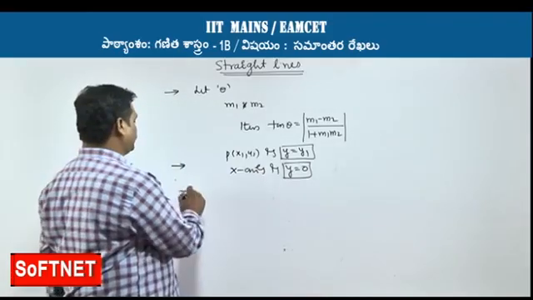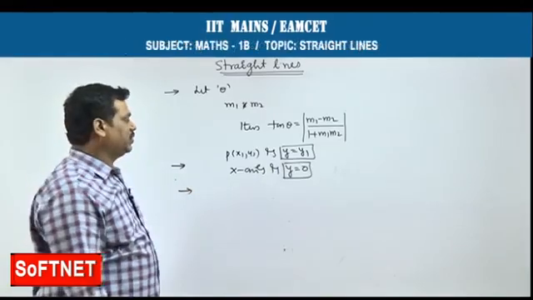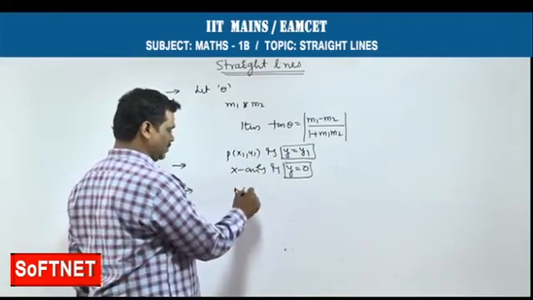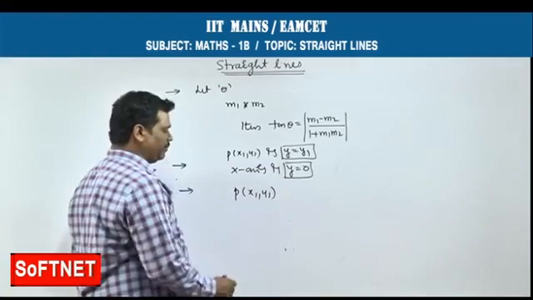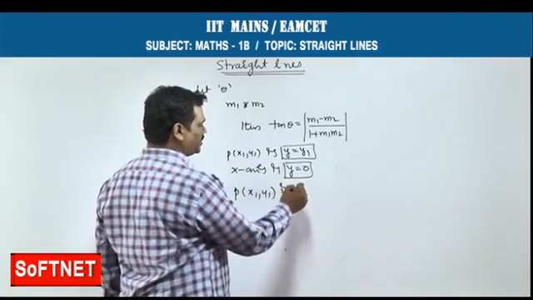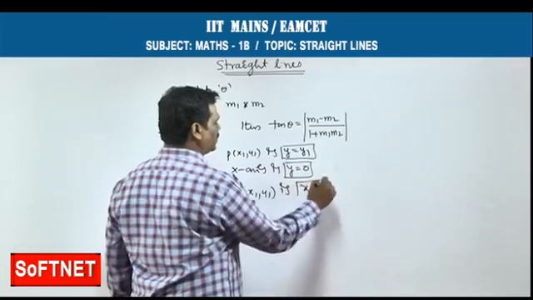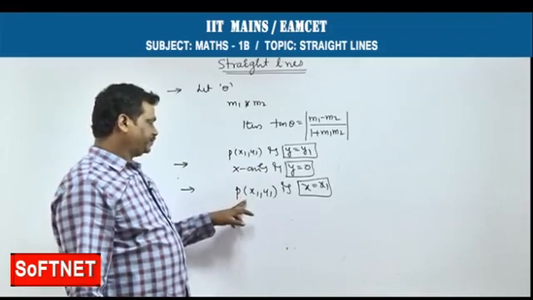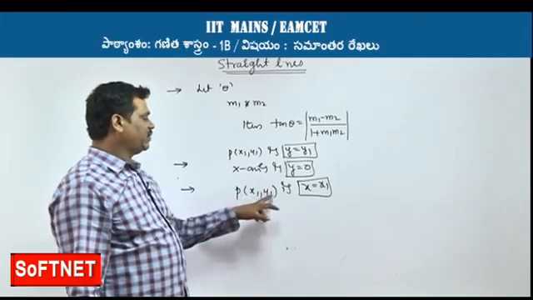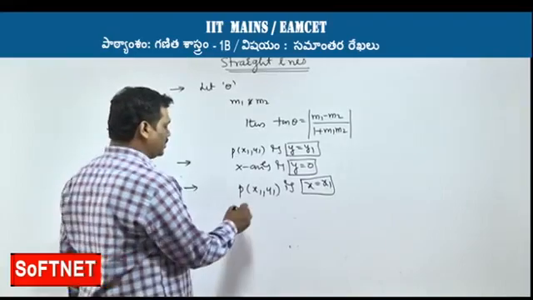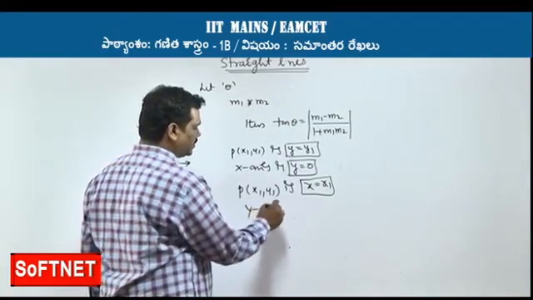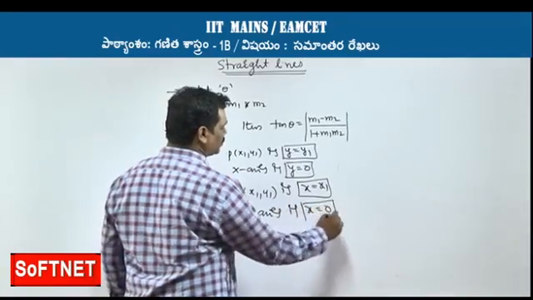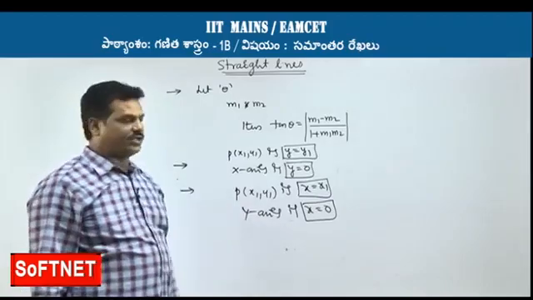Now next point is the equation of a vertical line. The equation of the vertical line passing through P of x1, y1 is x equals x1. The equation of the y-axis is x equals 0.